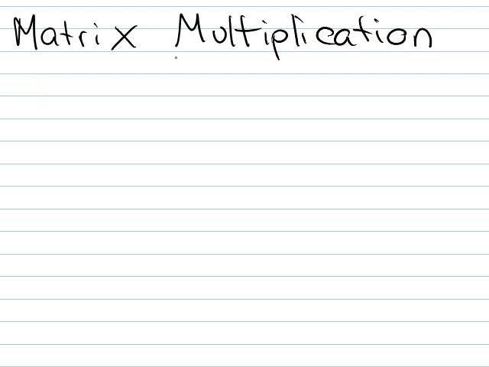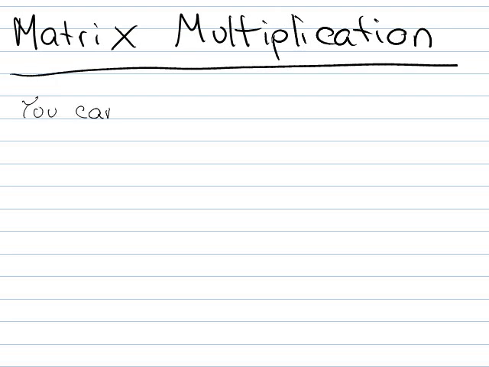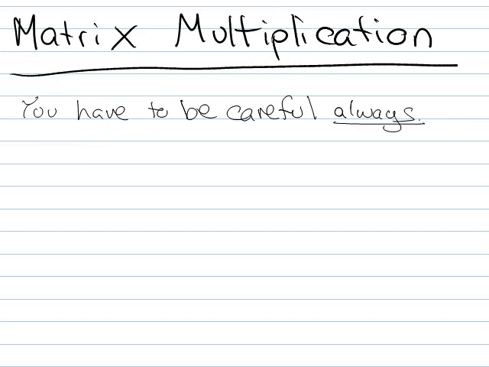All right. Matrix multiplication is very specific. You can't multiply any two matrices together in general. Maybe what I want to say is you have to be careful when multiplying matrices. First of all, the first step is to check the size, because it's not just that they have to be the same size. In fact, most of the time they're not the same size.